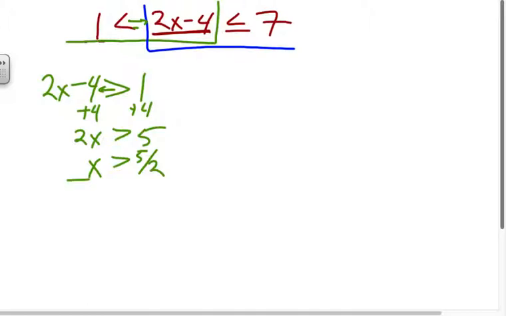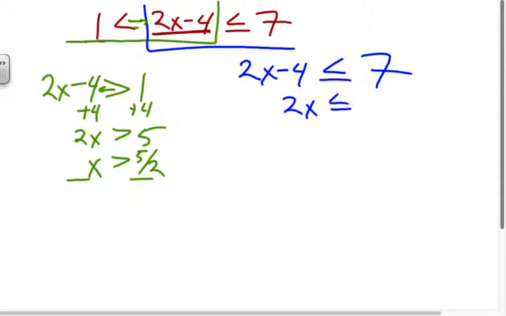So what this tells me is that only x values that are bigger than 5 halves are going to work. But that's just half of this. So now I'm going to work the area worked in blue, where I have 2x minus 4 is less than or equal to 7. Again, I add 4, divide by 2. So I've got two answers here.